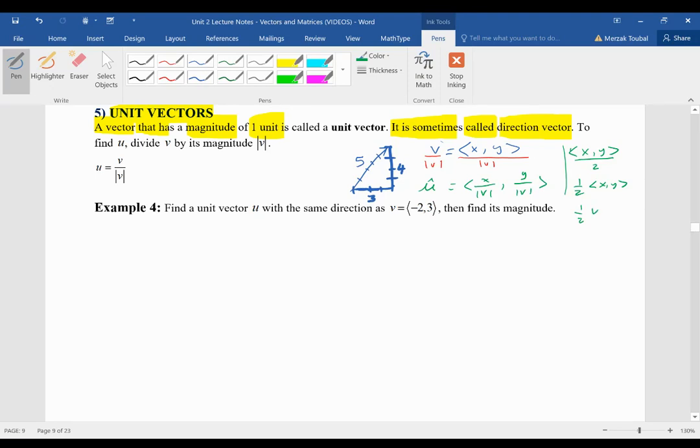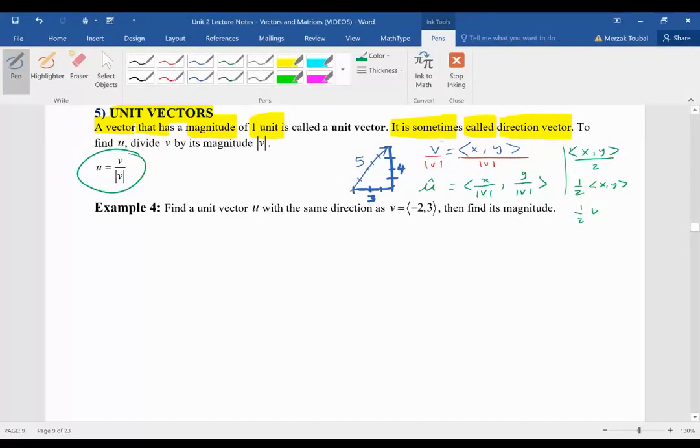So again, to find the unit vector, you pretty much have to divide the x and the y components of that vector by the magnitude of the vector. Here's the formula over there. So let's work on example 4. Example 4 says find the unit vector u with the same direction as v with the x component -2 and the y component 3, then find its magnitude.